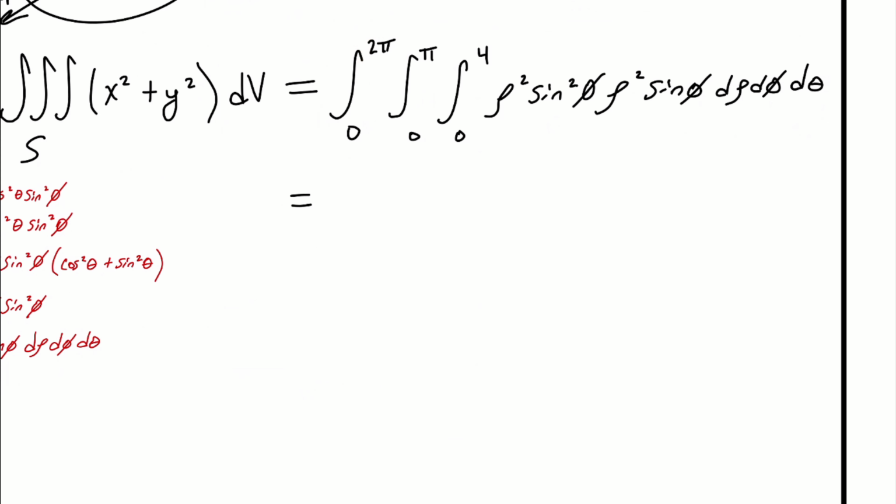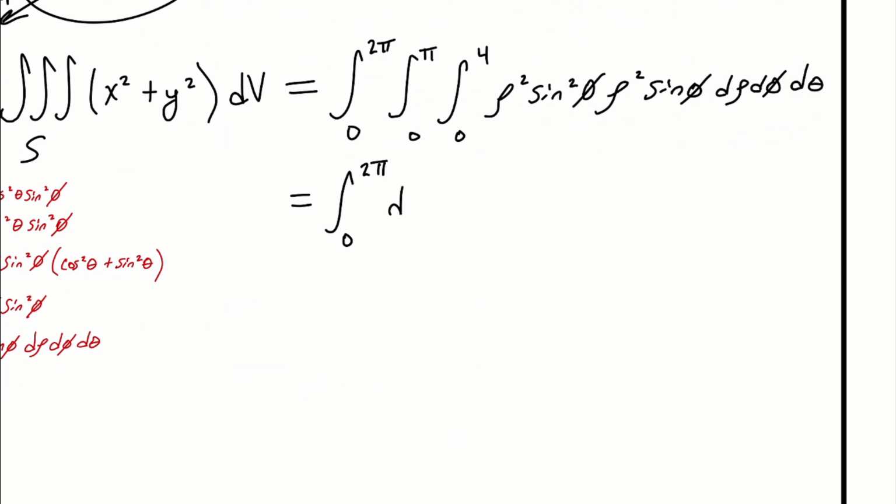Okay. So anyway, to integrate this, because we have all constants in the bounds, we can actually rewrite this as a function of theta times a function of rho times a function of phi. We can split it up. We can actually split up the entire triple integral. So we can do a theta integral. There's no thetas in the integrand, just our differential.